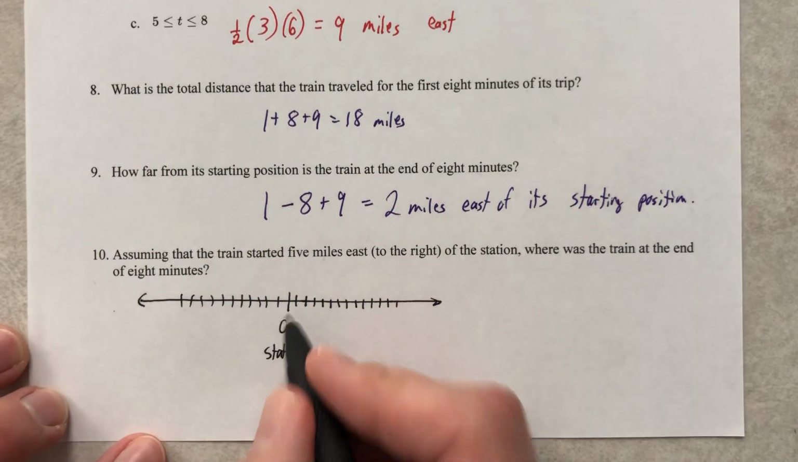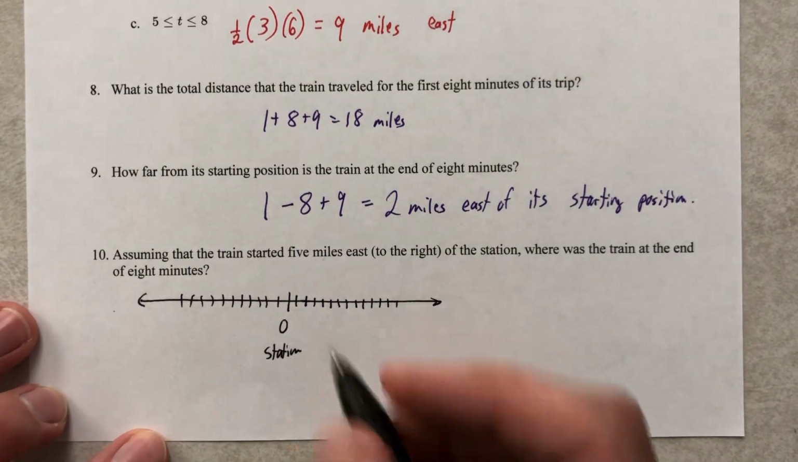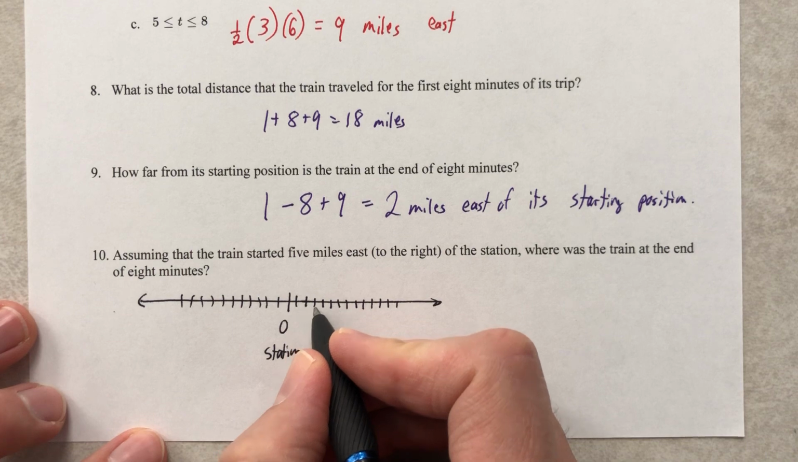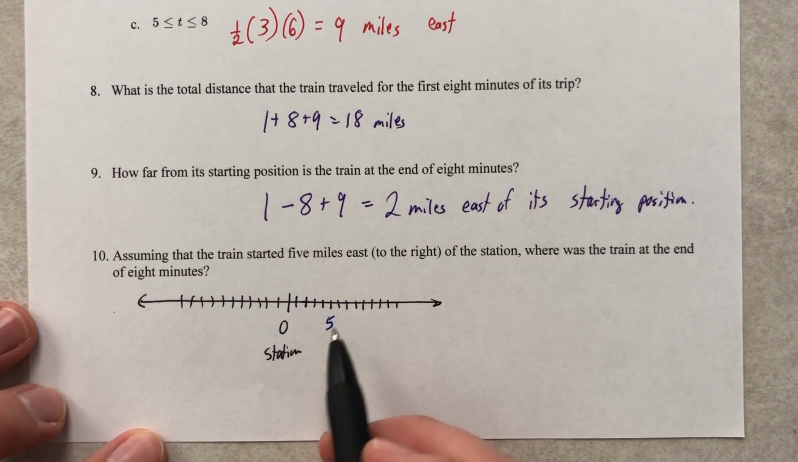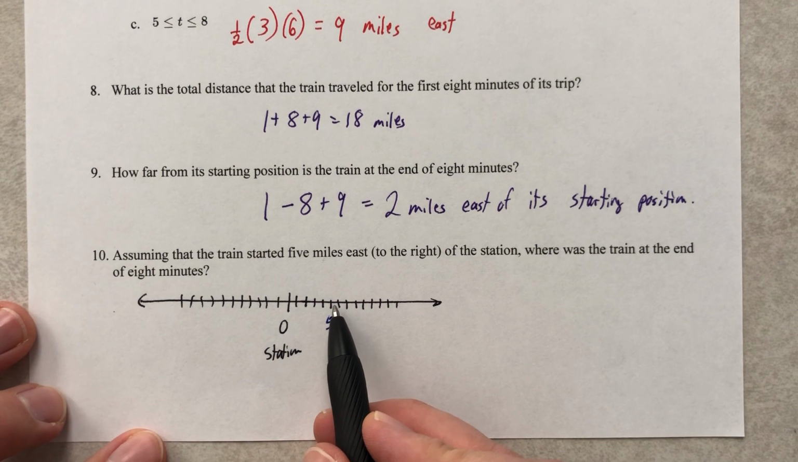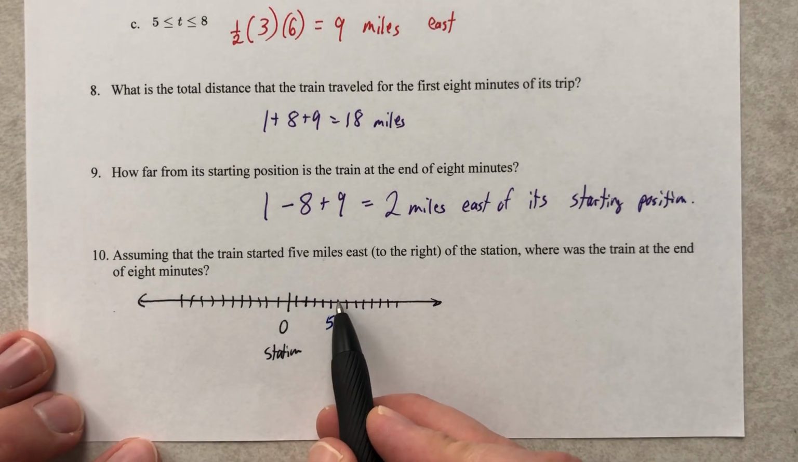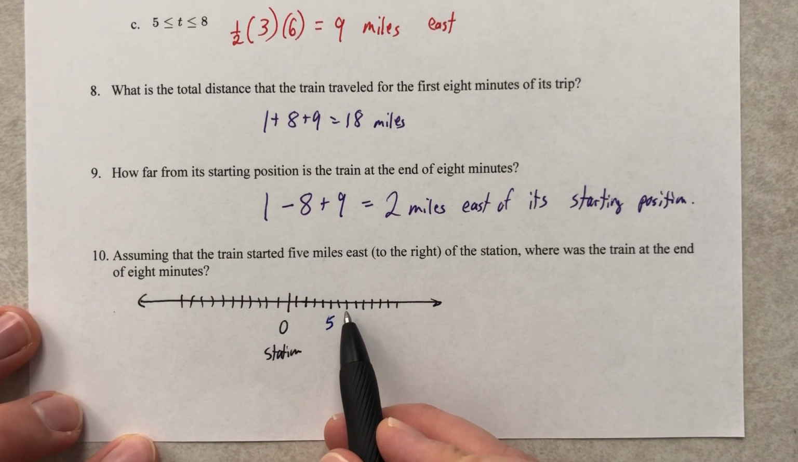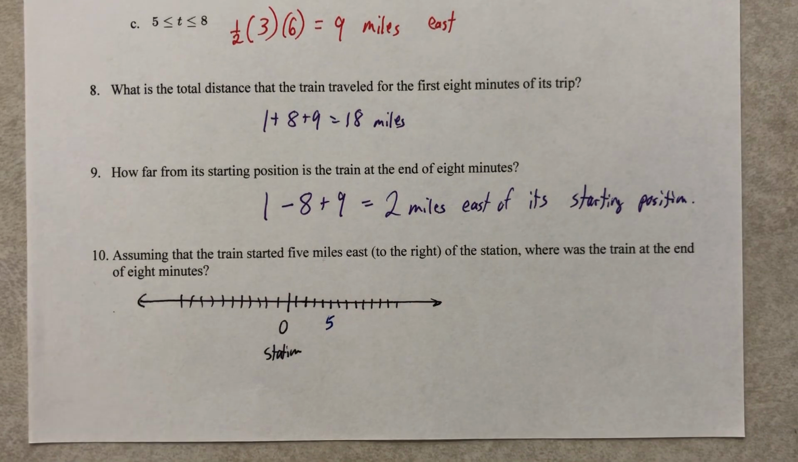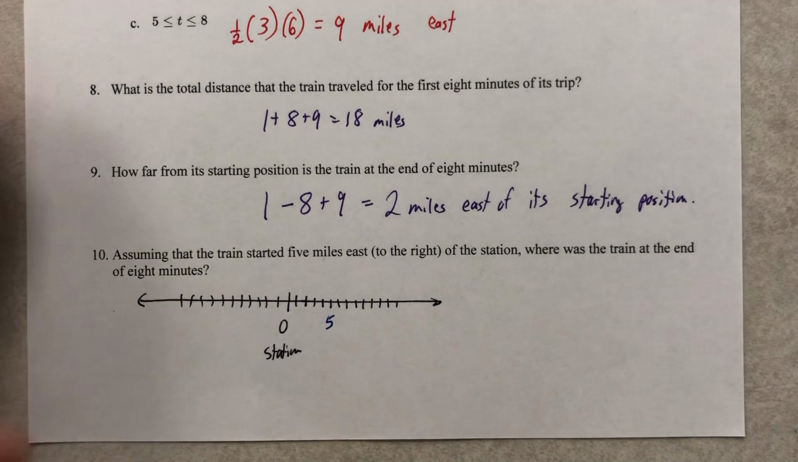If we started at the station, but we didn't start at the station, that sounded very deeply Southern. We didn't start at the station. We started 5 miles east of the station. This is our starting position. So we would do the same thing. Go 1, back up 8, go forward 9, and we would end up here at 7. Don't make it harder than it is. The answer is 7, and again, here's why.